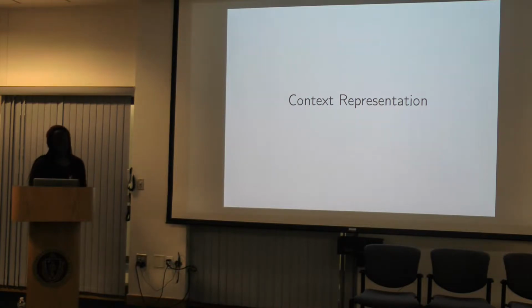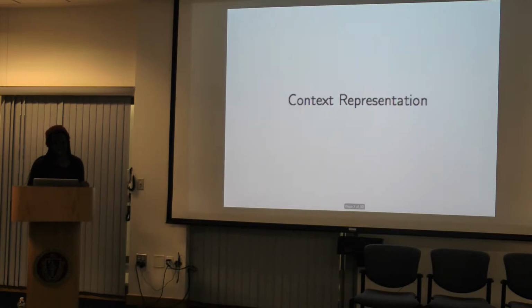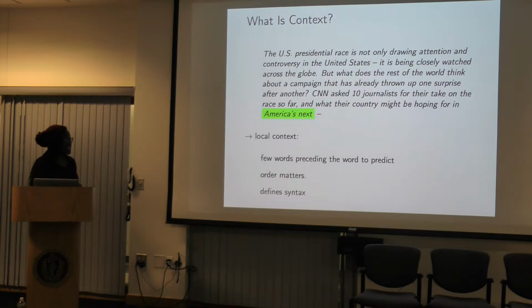So the first problem that I'm going to talk about is the long-term dependency problem, where you run into this vanishing exploding gradient issue, and that prevents you from encoding all the dependencies. And that has to do with the way context is represented in recurrent neural networks. What I'm going to discuss now is what we mean by context, in the context of recurrent neural networks.